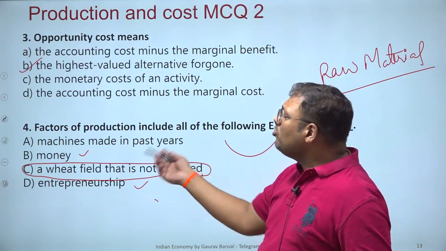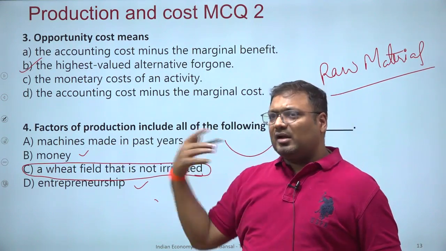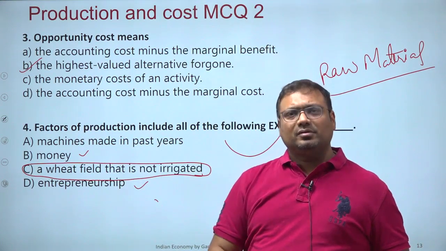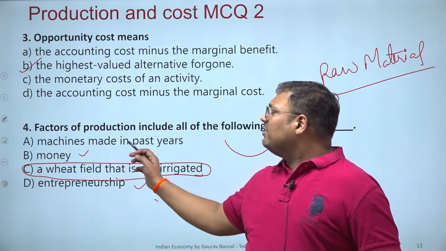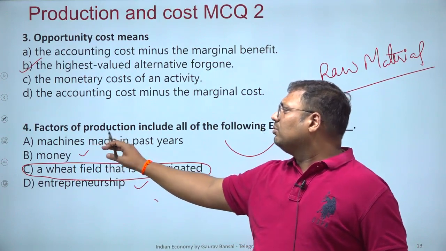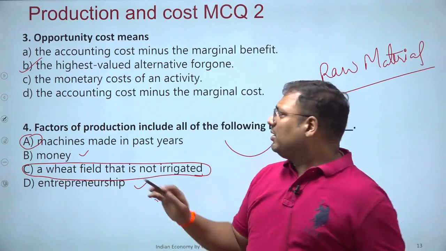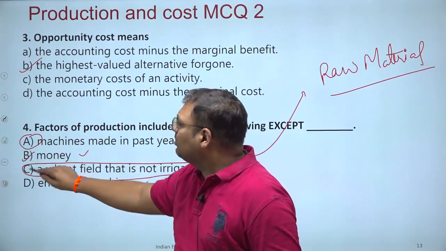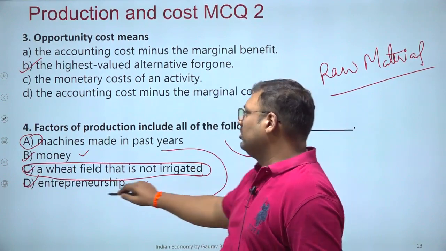Machine made in past years. Okay, we do not know clearly about this one. Machines made in past year. Either this can be a product, okay, and simply I'm not paying for this now. Okay, so A is the answer here. A is not a perfect answer, but the other three are very clear answers, very clearly included in factors of production, so A must be chosen.